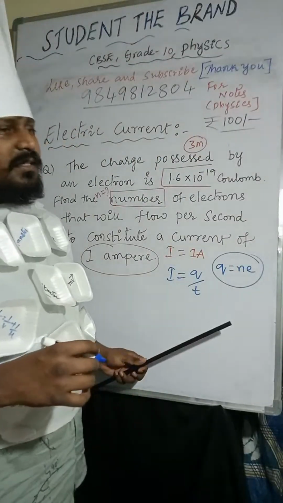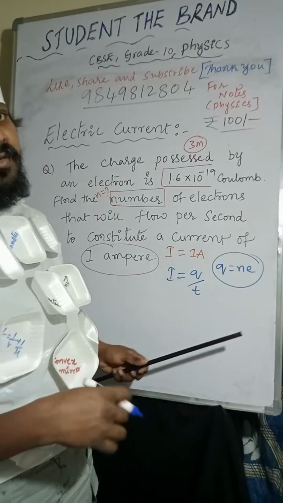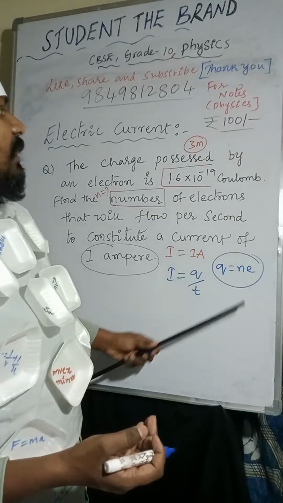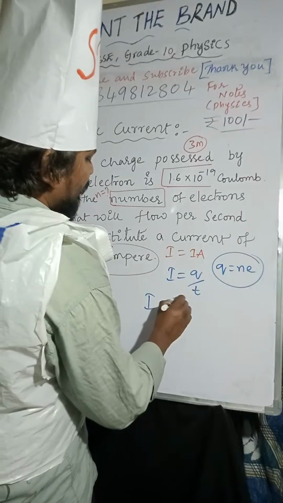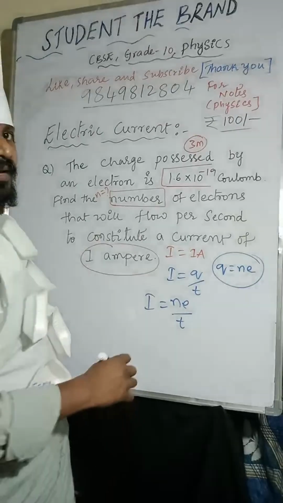N is the number of electrons moving in the conductor. Only 1 electron or 2 electrons won't make a flow; many electrons were flowing. That's why the number of electrons is moving. So we can write I equal to Ne by T.